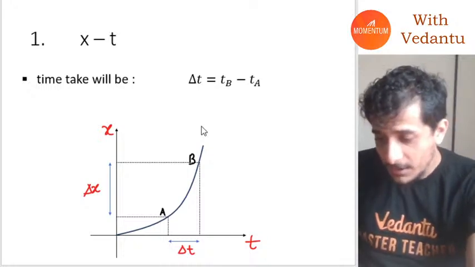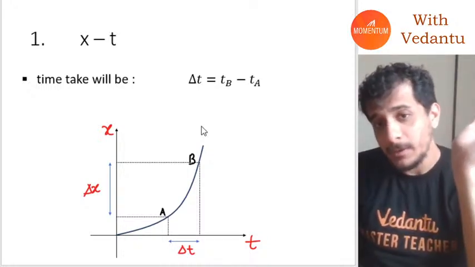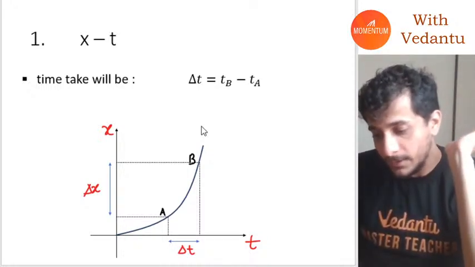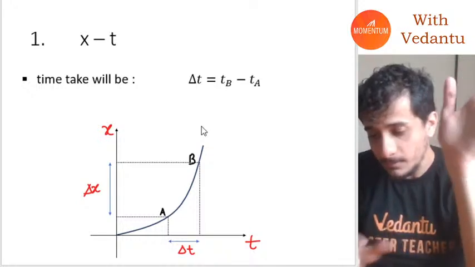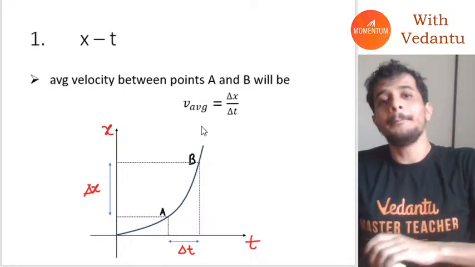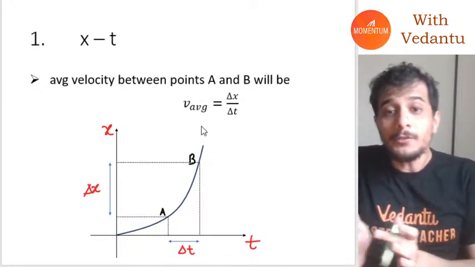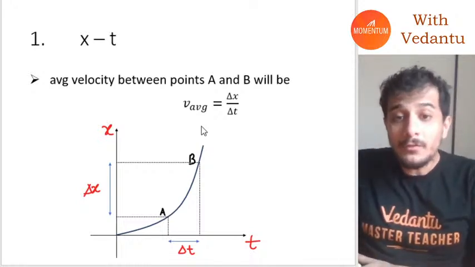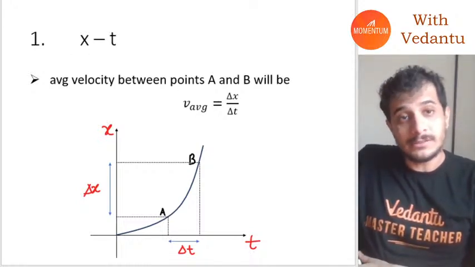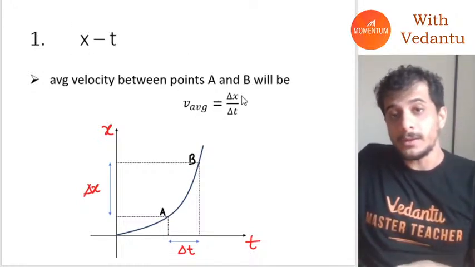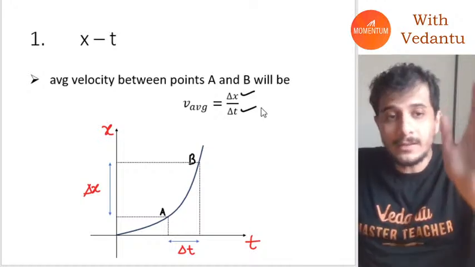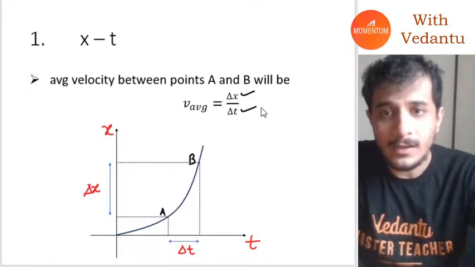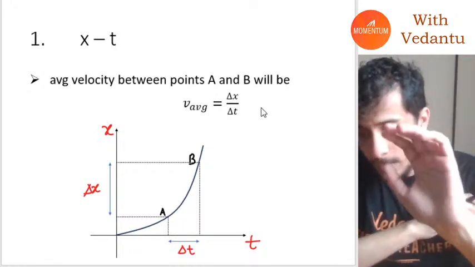Ghanshyam, this is a random graph. I did not mean it to be x equals t squared. If I ask you what is the average velocity between points A and B, the average velocity will be the total displacement upon the total time taken, which is delta x divided by delta t. Everybody understands that. Very simple.